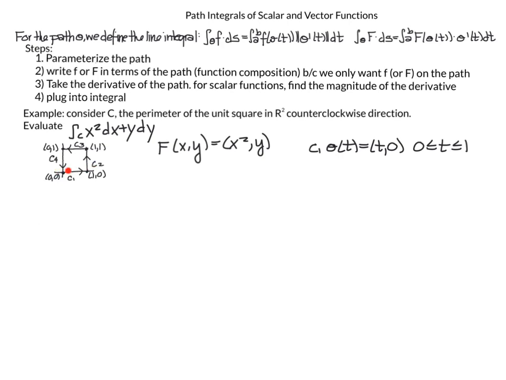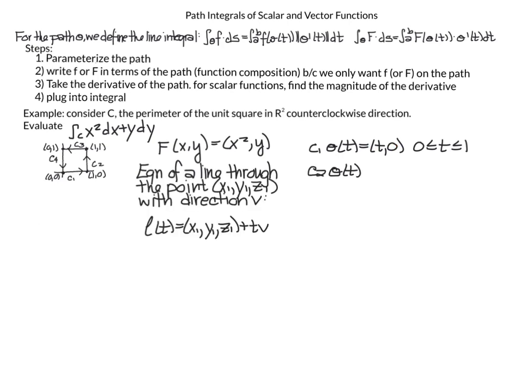So for C1, we can see that y is constant at 0. And now if t goes from 0 to 1, we can have x just follow along with t. It can go from 0 to 1. So our C1 is parameterized as (t, 0). We can use kind of the same ideas to get the path for C2.